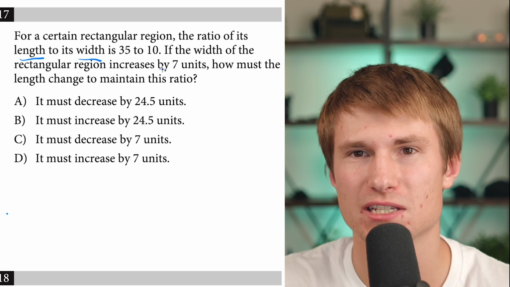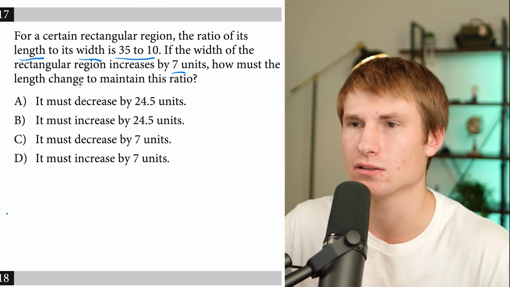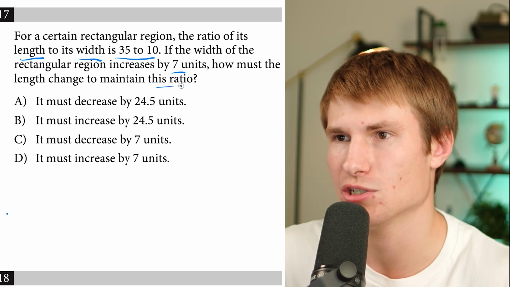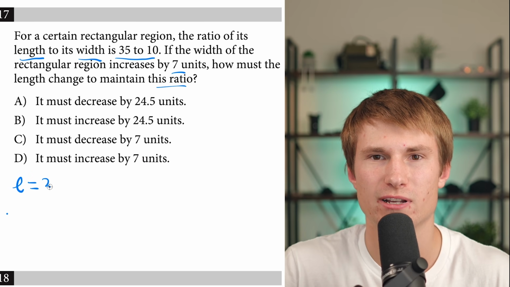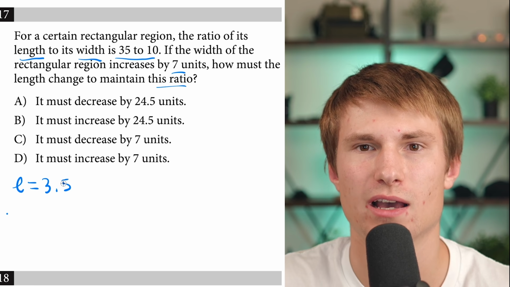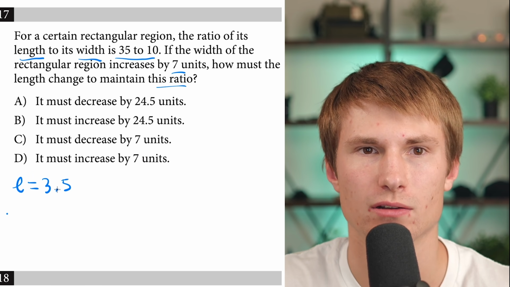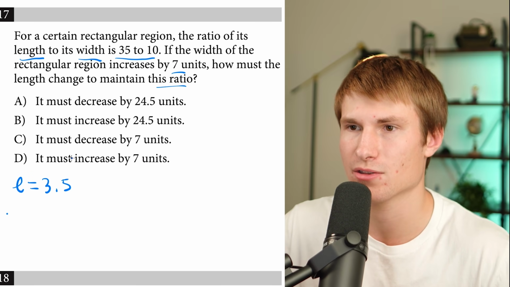If the width of the rectangular region increases by 7 units, how must the length change to maintain this ratio? Okay, so what we know here is that our length is going to equal 3.5 times our width. And the way we get that is by having 35 over 10, right? If you were to rewrite 35 over 10, you get 3.5.